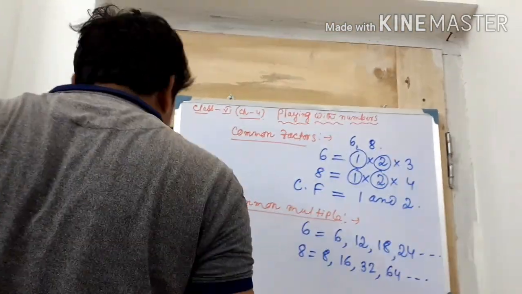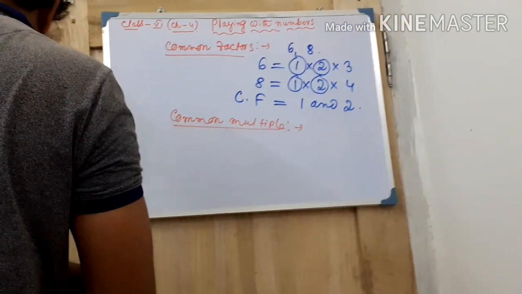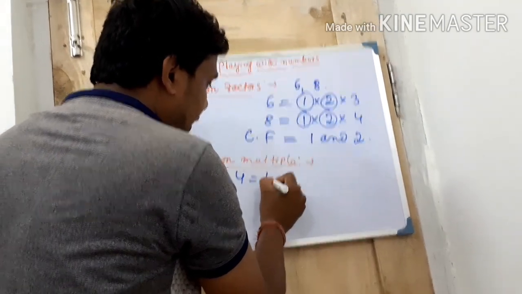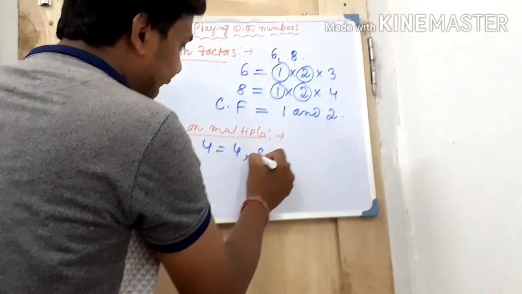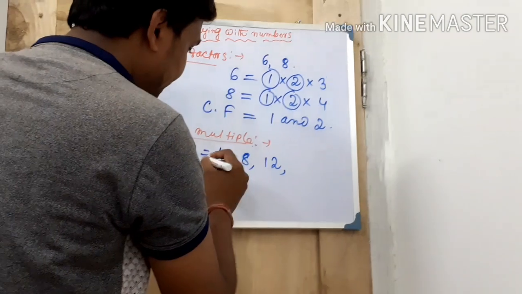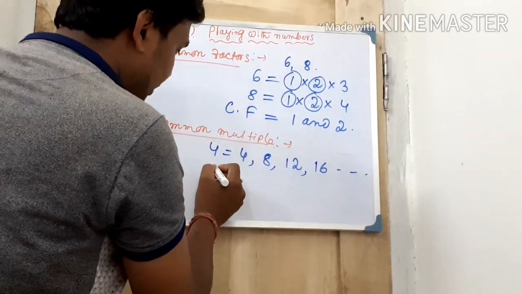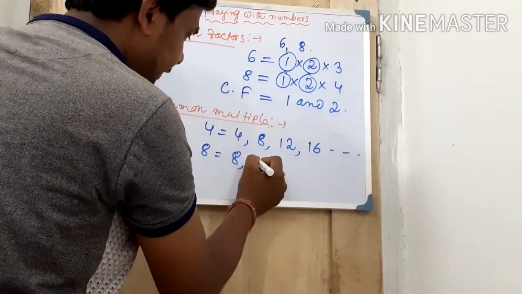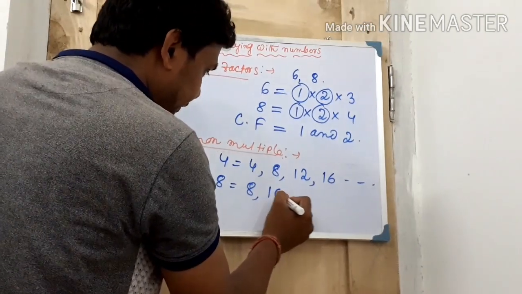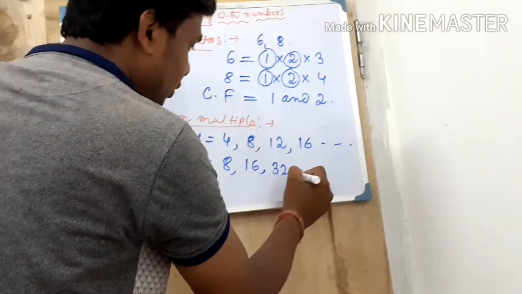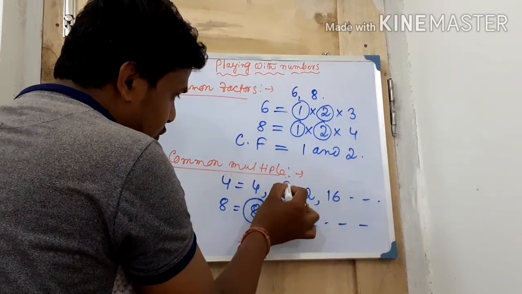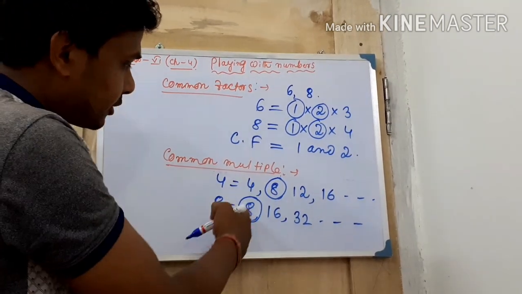But if you take any other example, suppose you take the example of 4 and 8. The multiples of 4 are 4, 8, 12, 16 and so on. Suppose you take the multiples of 8, then definitely you will get 8, then 16, then 32 and so on. So you can see here these two are common. This 8 is common for both.